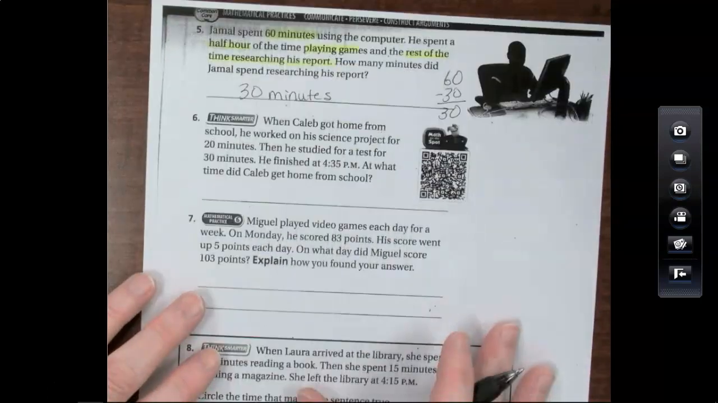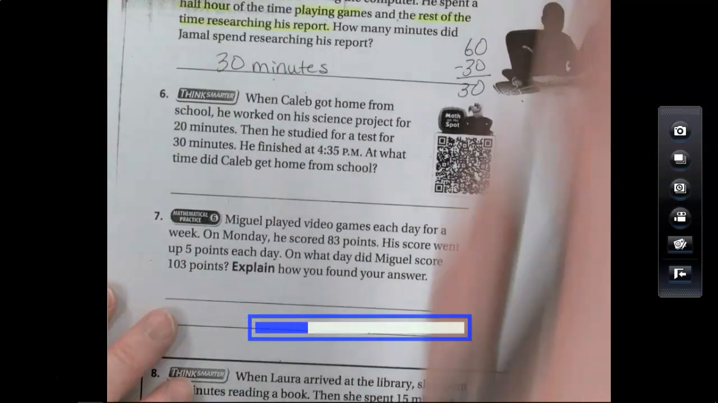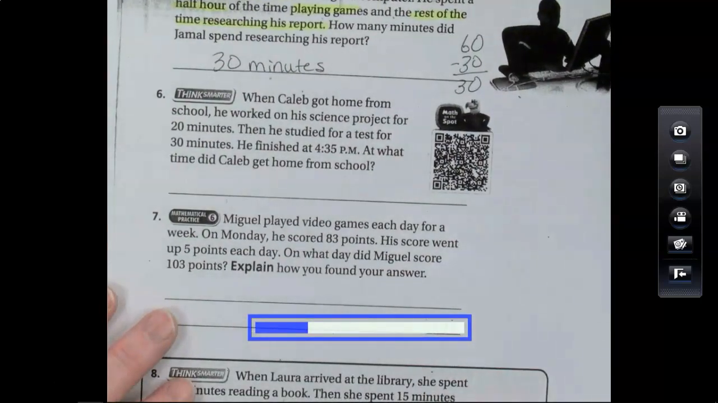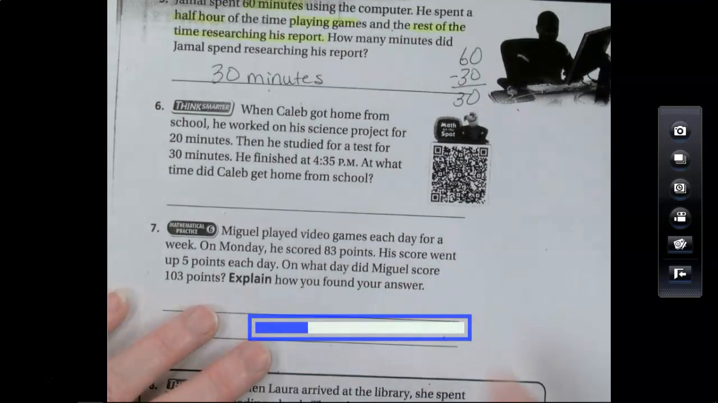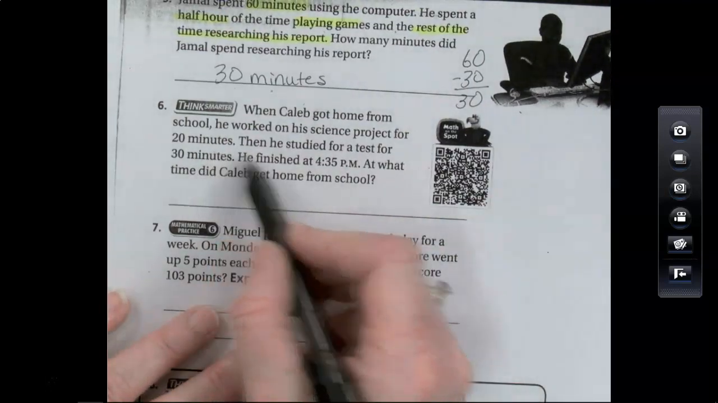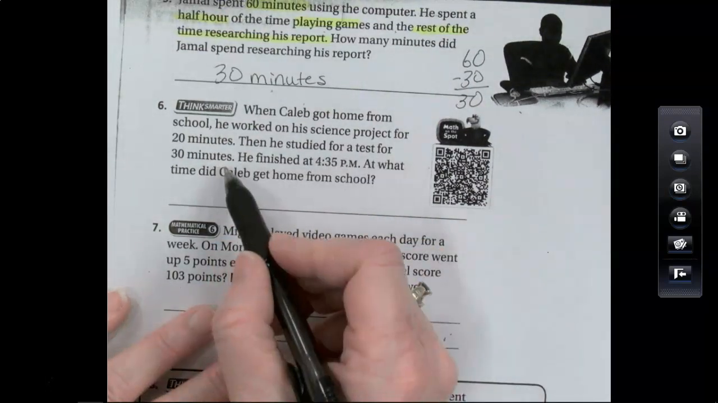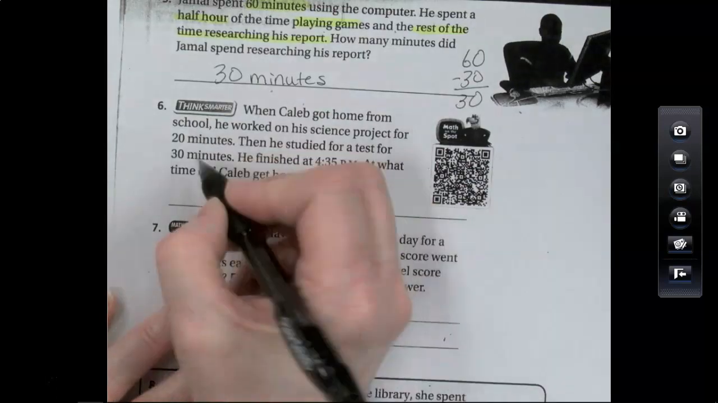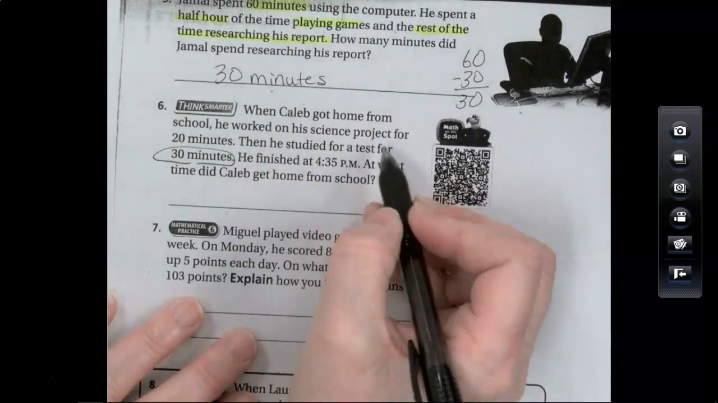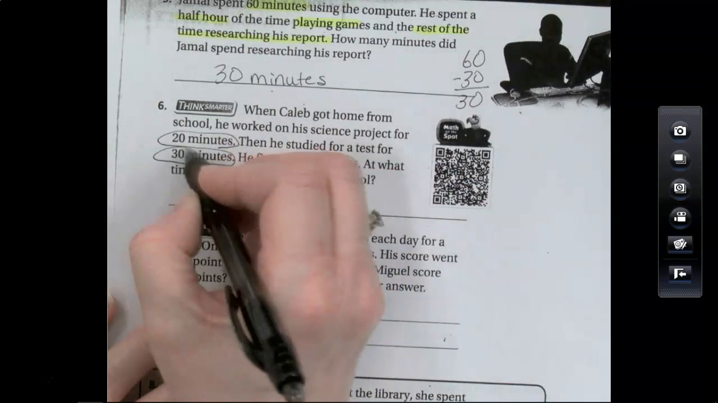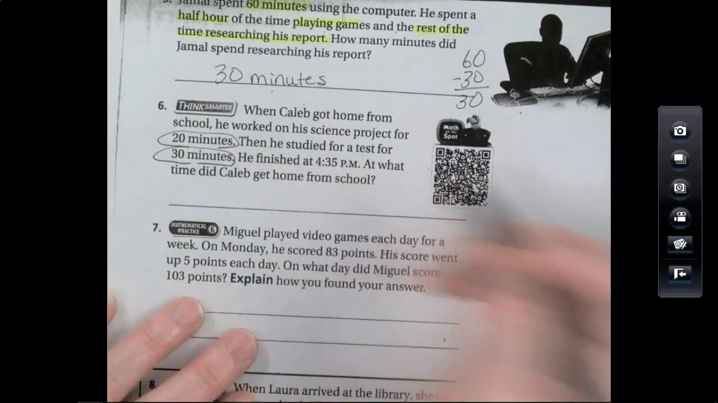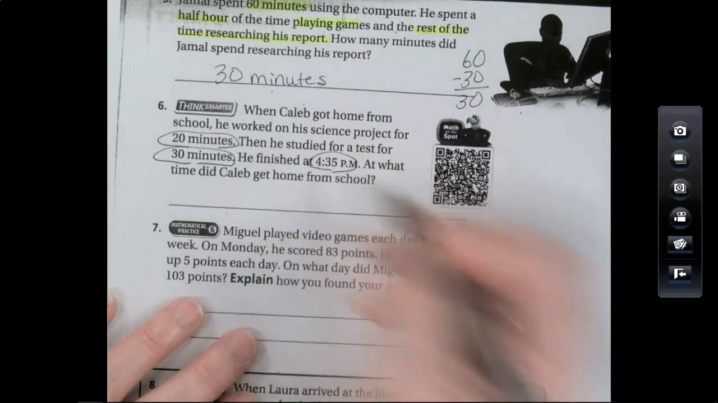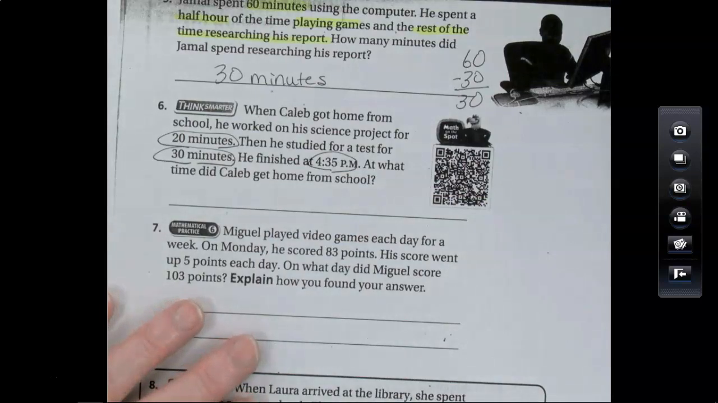Now look at number 6. It says, when Caleb got home from school, he worked on his science project for 20 minutes. Then he studied for a test for 30 minutes. He finished at 4:35 p.m. What time did Caleb get home from school?